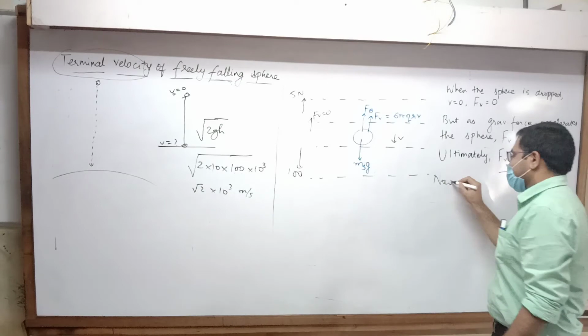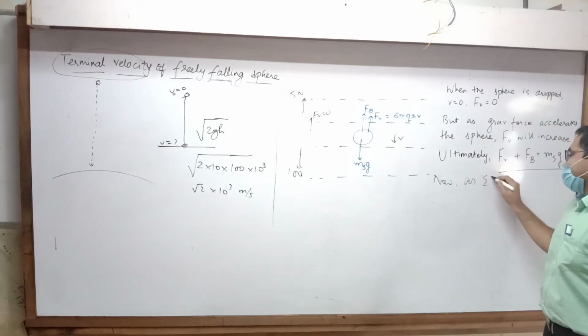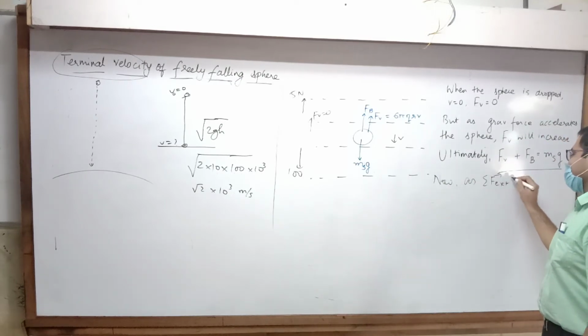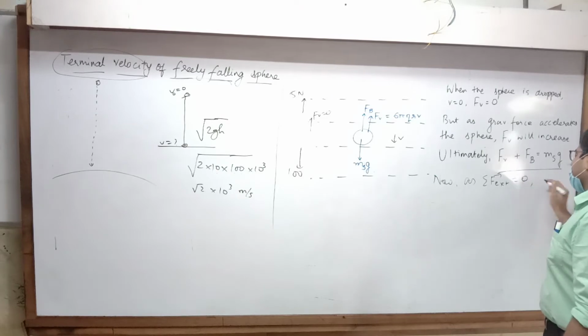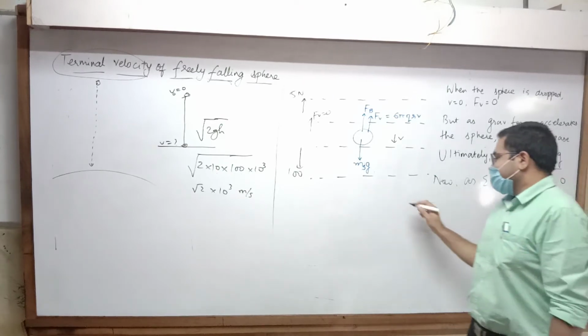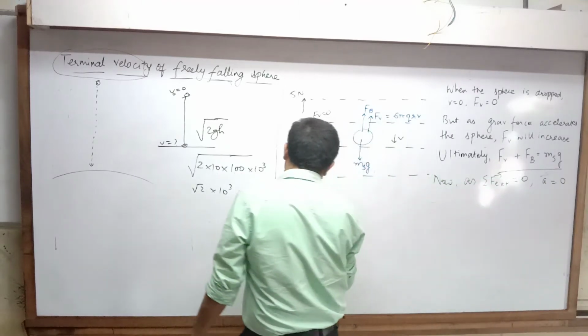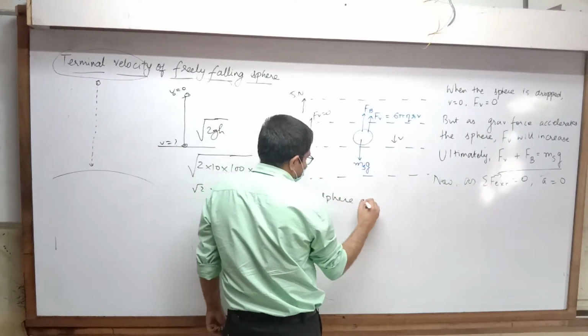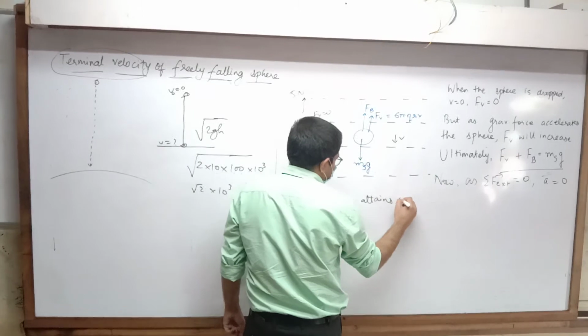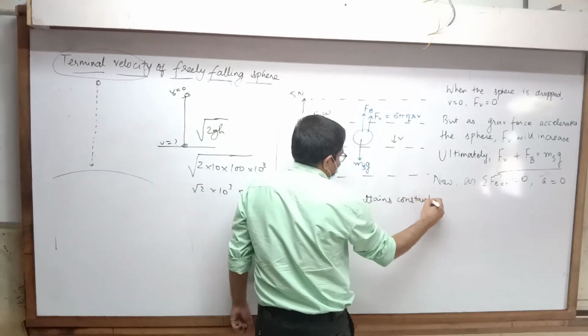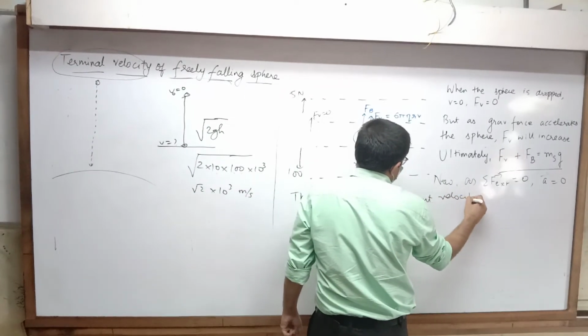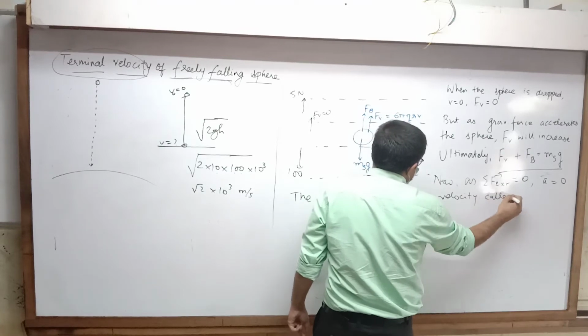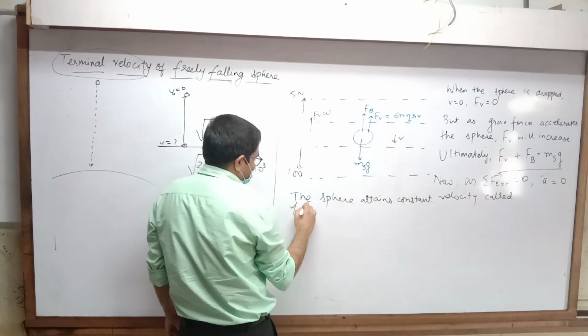Now, as sigma F external is equal to 0, acceleration is also equal to 0. The sphere attains constant velocity or speed, which is called terminal velocity or terminal speed.